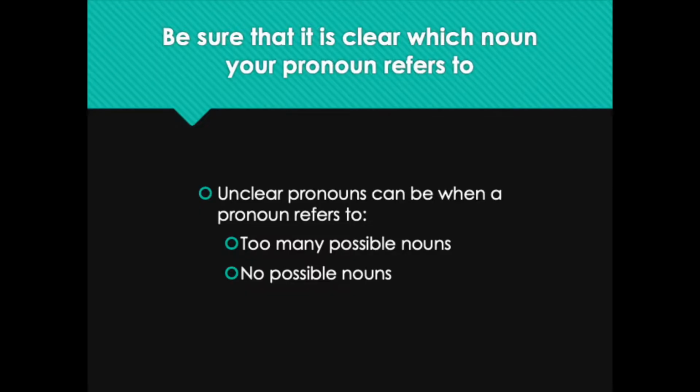The next topic we can talk about is to make sure that it is clear which noun your pronoun refers to. So we want to avoid having unclear pronouns. And unclear pronouns happen when a pronoun could refer to too many possible nouns, more than one possible noun in that sentence, or if there are no possible nouns that the pronoun could refer to. Let's look at some examples.